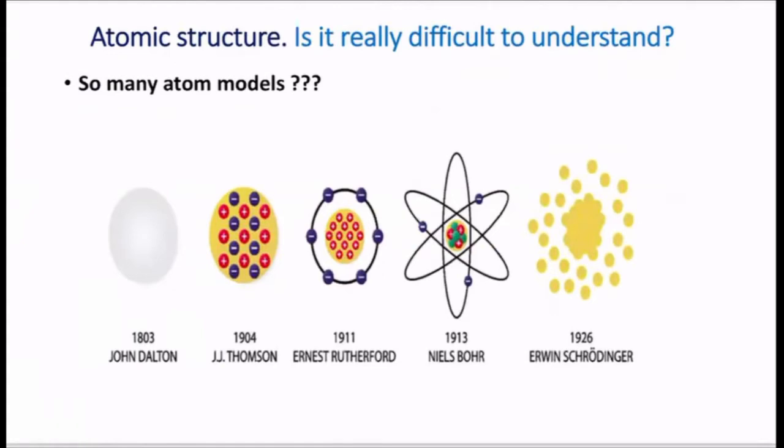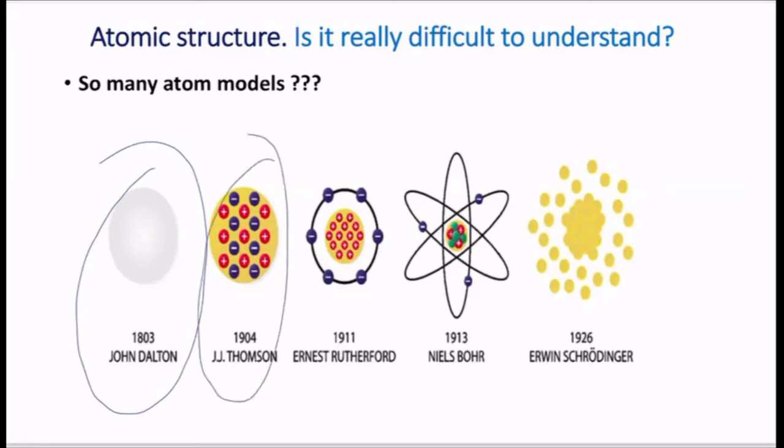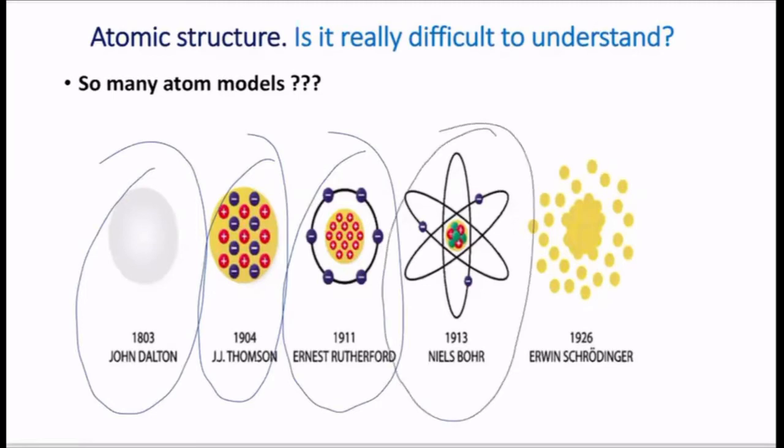But in your school itself, you have studied different models to explain the atomic structure. All of you studied the atom model of John Dalton, who coined the term atom in 1803. In 1904, J.J. Thomson, the plum pudding atom model. After that, Rutherford, the nuclear model of the atom. Later, the Niels Bohr atom model. Then the modern concept of atoms, which started with Erwin Schrödinger.